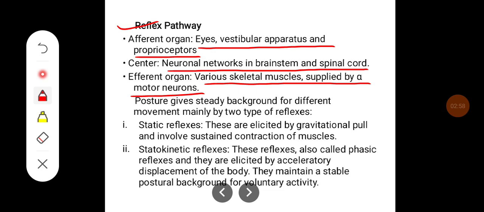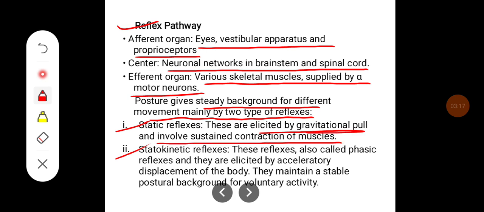The effector organs are various skeletal muscles which are supplied by alpha motor neurons. Posture gives a steady background for different movements, and mainly there are two types of reflexes: static reflexes and statokinetic reflexes. Static reflexes are elicited by the gravitational pull and involve sustained contraction of the muscles, whereas statokinetic reflexes, also called phasic reflexes, are elicited by acceleratory displacement of the body, and they maintain a stable postural background for voluntary activity.